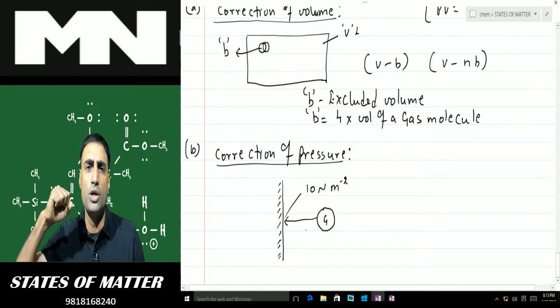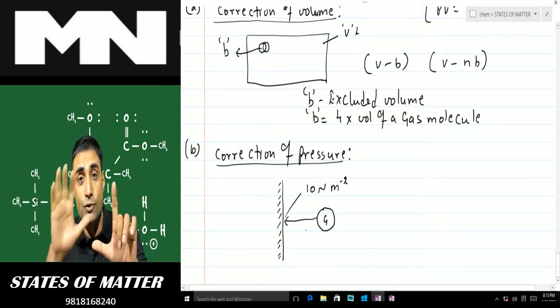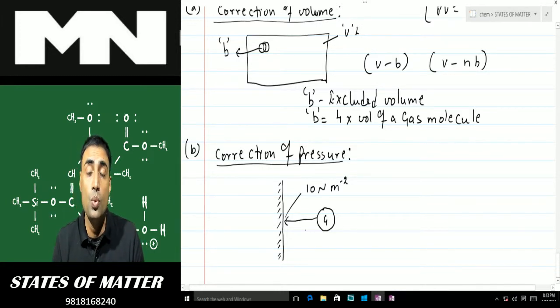Now, if a gas molecule is coming and striking on the wall of the container and exerting a force of 10 Newton per meter square, we consider that force per unit area as the pressure of that gas. It is quite right. This is how we measure pressure. The force per unit area is pressure. So here we can say the pressure is 10 Newton per meter square. But what if the volume is lesser? What if the gas molecules are coming closer to each other?